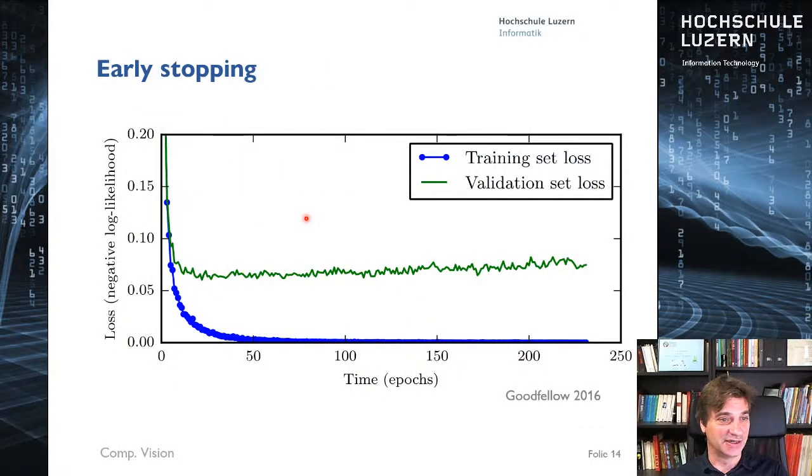So it kind of looks like that. If your training set loss gets smaller and smaller, but your validation set loss just remains the same here or even goes up again, then it really is not necessary to train here for over 200 epochs, because already here you have the best result.